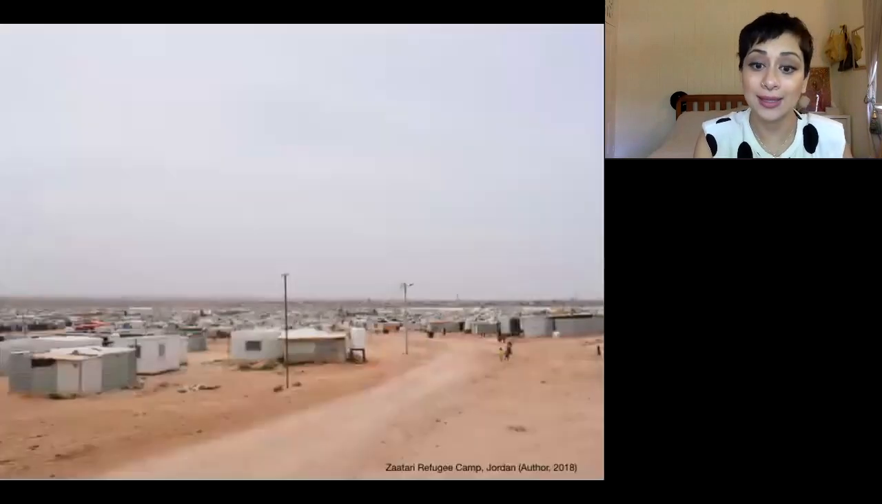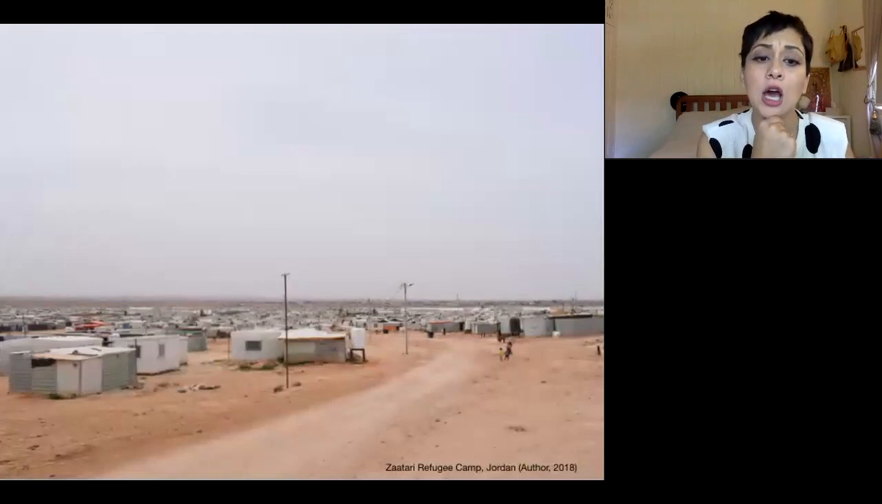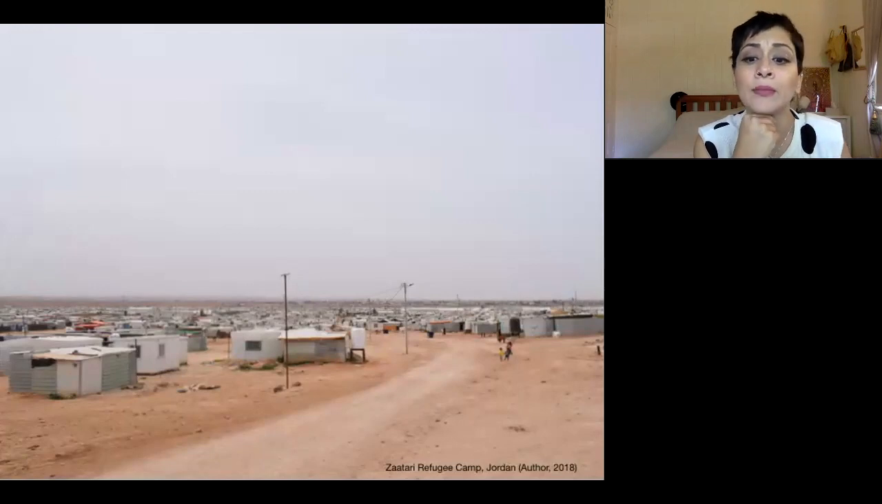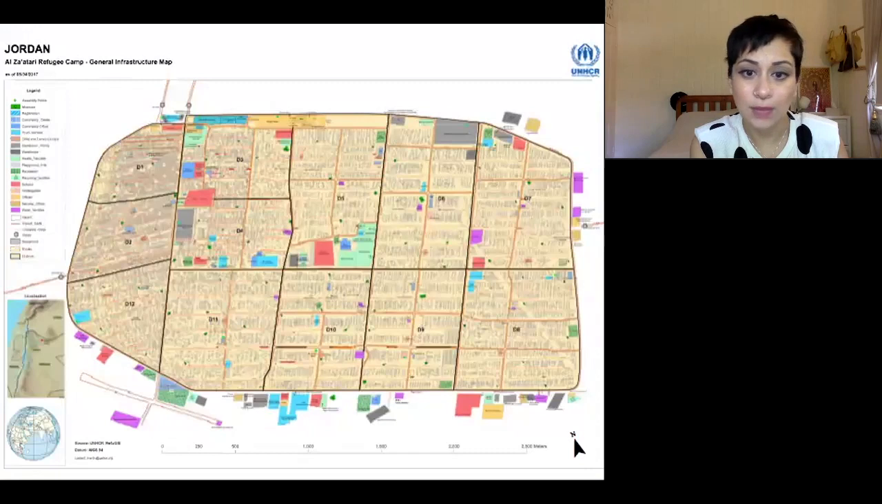The last one, Zaatari, you would look at it, it's in the middle of the desert, a very harsh, very controlled environment. And it hosts around 80,000 refugees. And you can see that it's split into many districts with thoroughfares in the middle. That's the growth of the camp in 3 years. The master plan looks something like this.